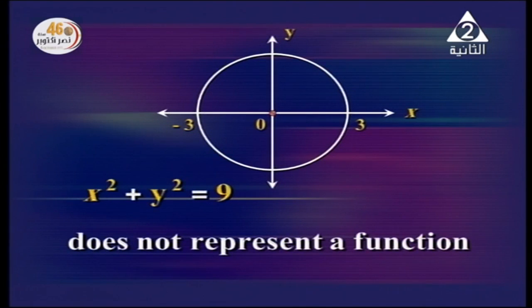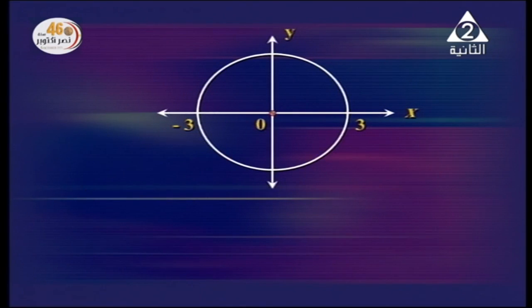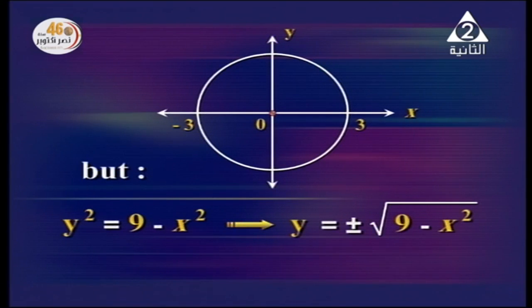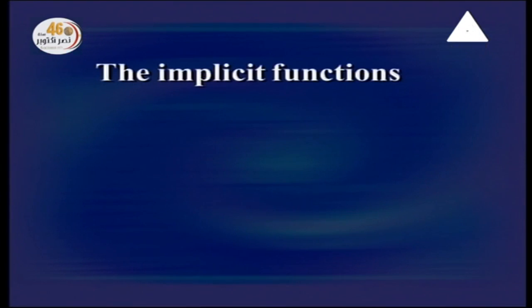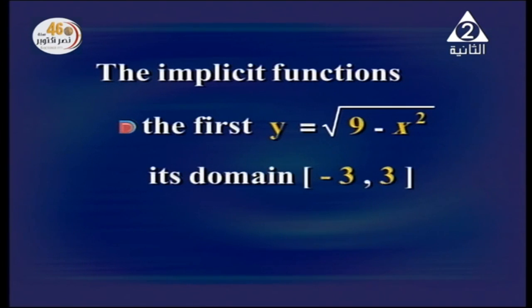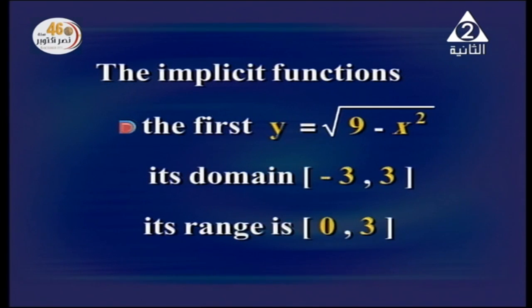Why? What is a function, my dear student? Each element in x, or each point in x, has one image in y. But in this case, y squared equals 9 minus x squared. Y equals what? Positive or negative square root of 9 minus x squared. The first implicit function is y equals square root of 9 minus x squared. Its domain is the closed interval negative 3, 3. Its range is 0, 3.